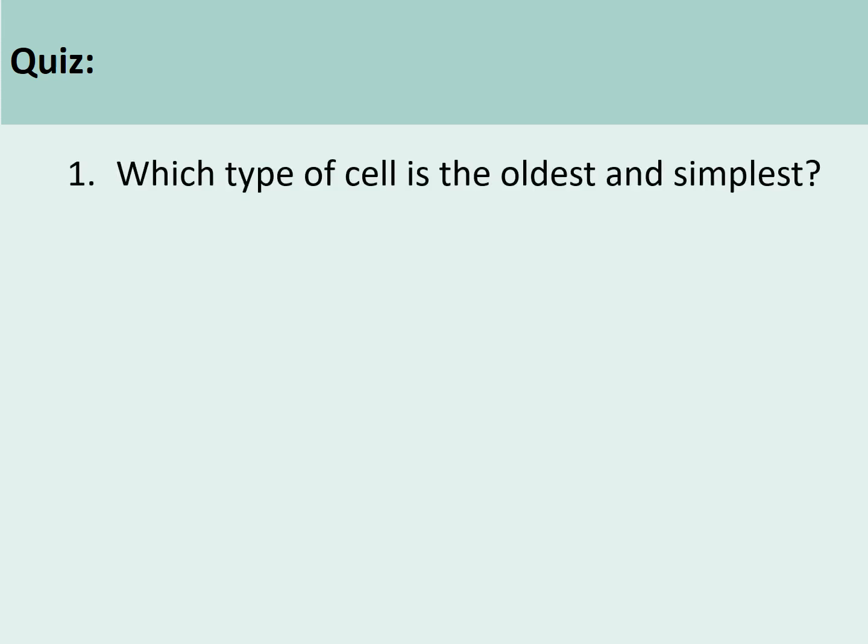Okay, quiz time. Question 1. Which type of cell is the oldest and simplest? So which have been around the longest and have got the simplest structures inside them? What do you reckon? Prokaryotes. Well done if you got that.